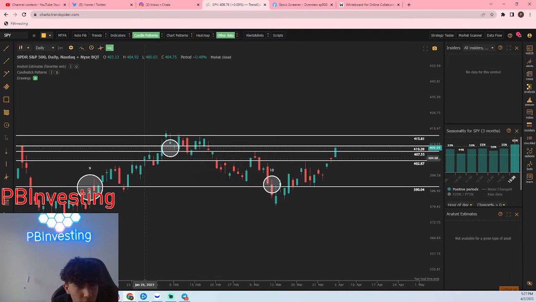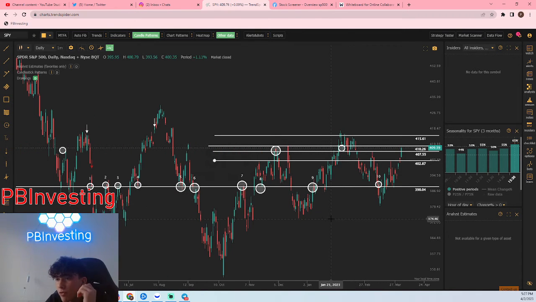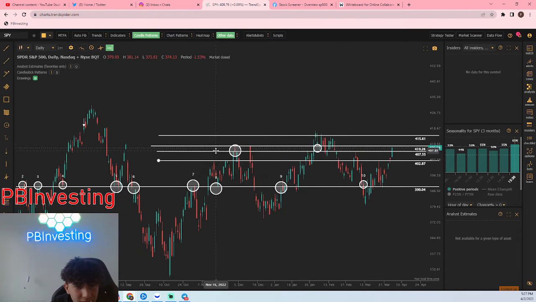That's a huge level. And then look what happens here. We retested it again. Once I see that, that's key. I'm looking for levels where the resistance becomes support and the support becomes resistance and we have huge moves off of. And that's another reason why I have this level marked off.